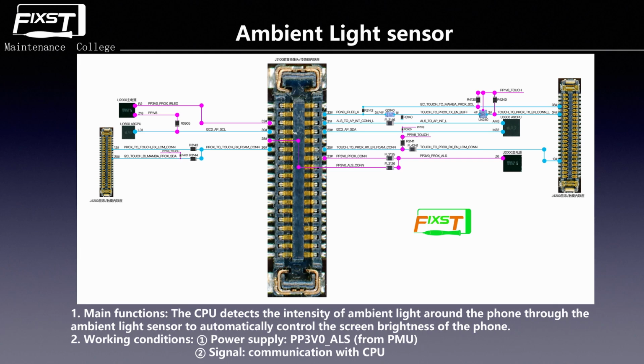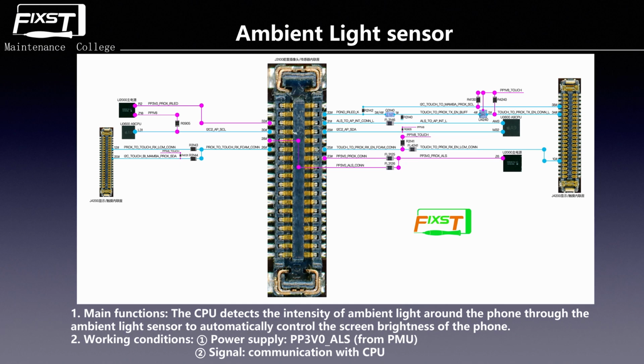The ambient sensor is integrated in the FaceTime camera, the front camera cable. Its working conditions are two: one is power and the second is the signal. In the schematic, you can see pin 28 in this connector. This is the 3.0 volt supply of the ambient sensor, sent by the PMU, the main power IC. And we can see pins 29 and 13.